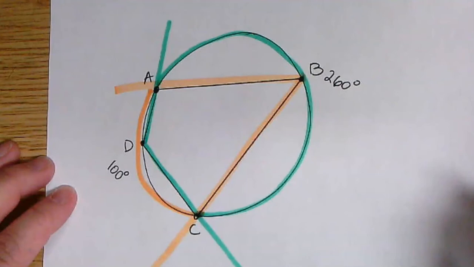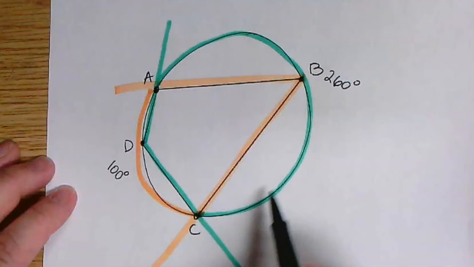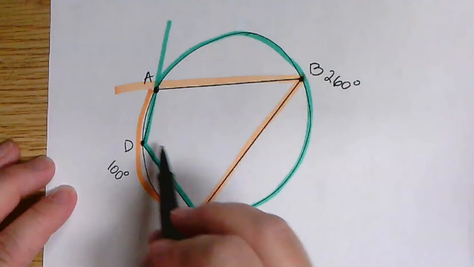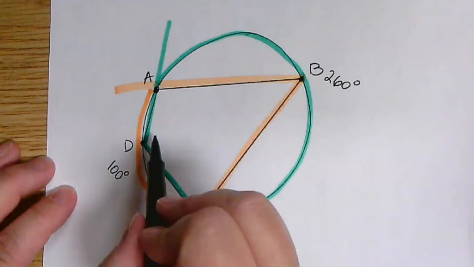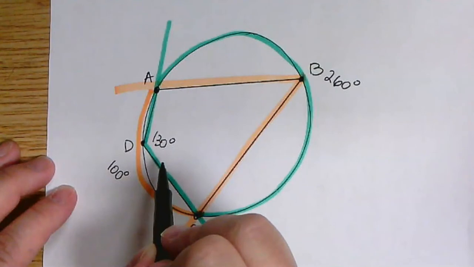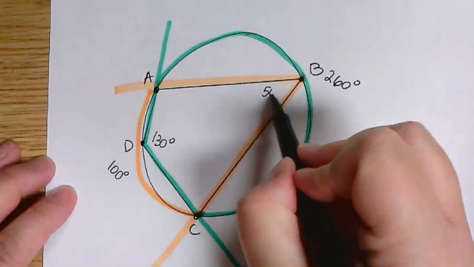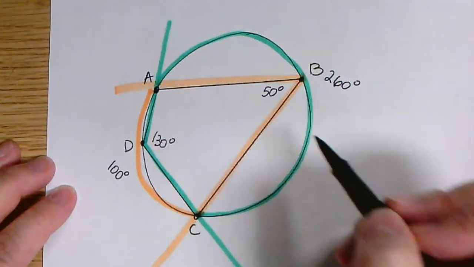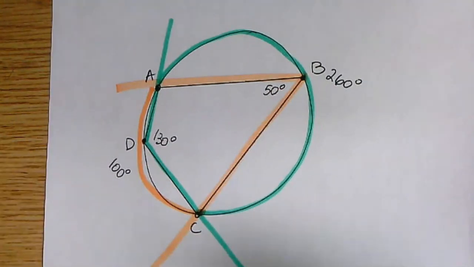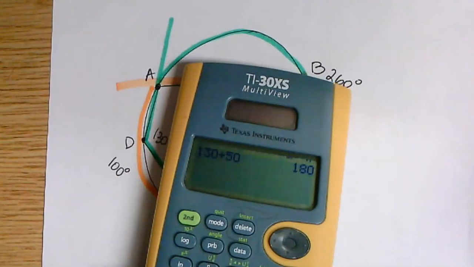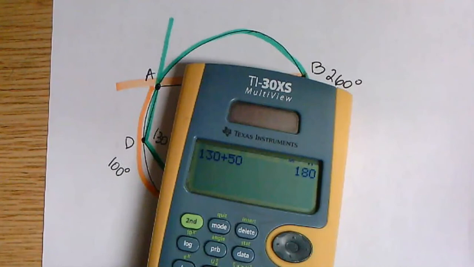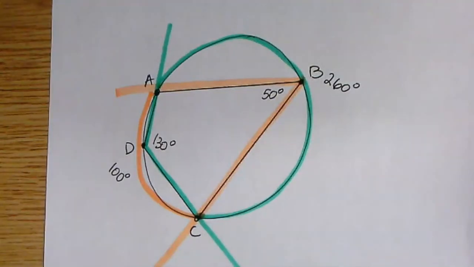Well, if this arc ABC, if arc ABC is 260, then angle D measures 130, half of that. If arc AC is 100, then angle ABC is half of that. And what do 130 and 50 add up to? Well, just in case you need to see the proof, there it is. They add up to 180. So that's one of the reasons I think that one's a pretty cool theorem.